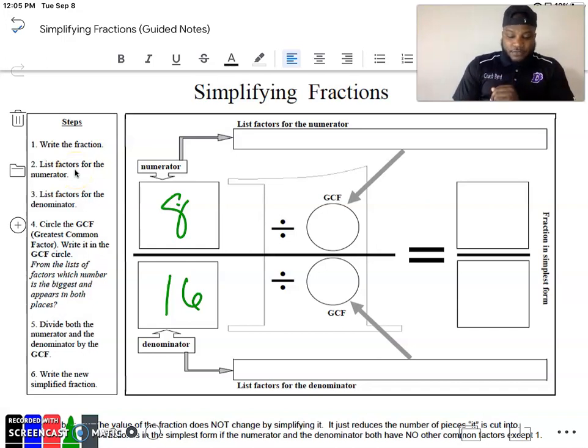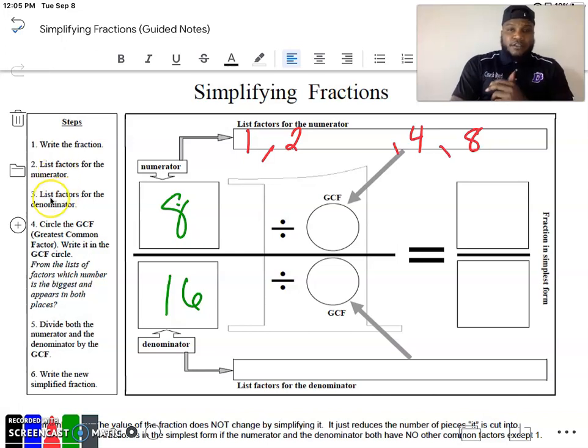So when I list the factors for the numerator, I want to list everything that multiplies to give me 8. In this case, 1 times 8, because 1 times any number is itself. In this case, it's 2 times 4 gives me 8. And that's everything that multiplies to give me 8. There's no other factors for 8.